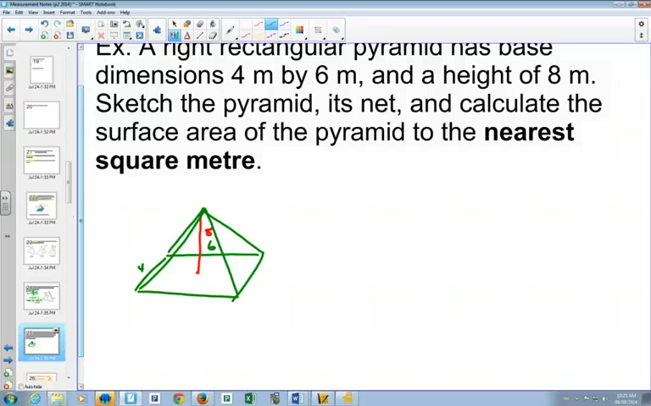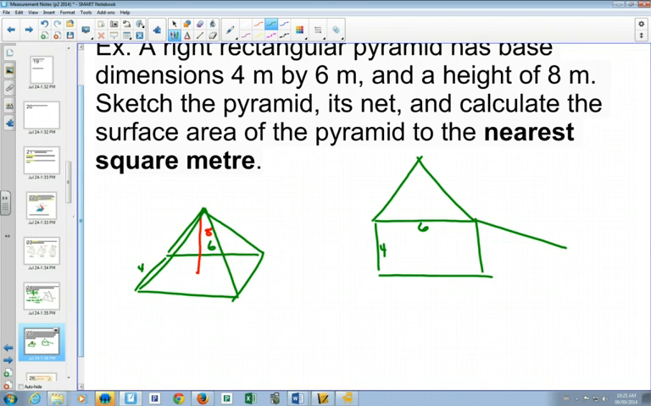Now when we open it up and lay it flat, we'd have our 4 by 6 rectangle like that, and there would be a triangle off here, a triangle off here, a triangle off there, and a triangle off of here.